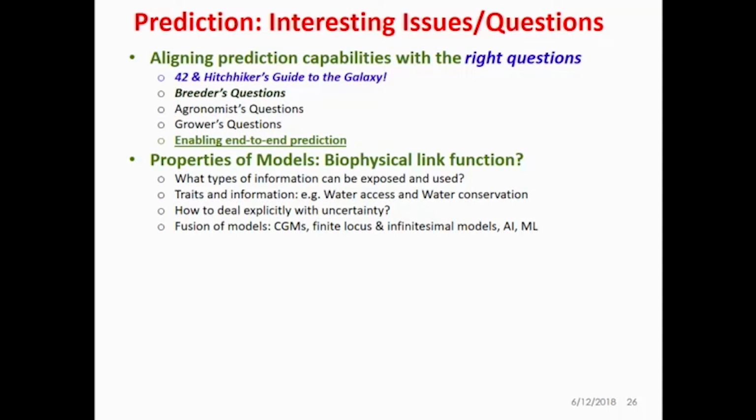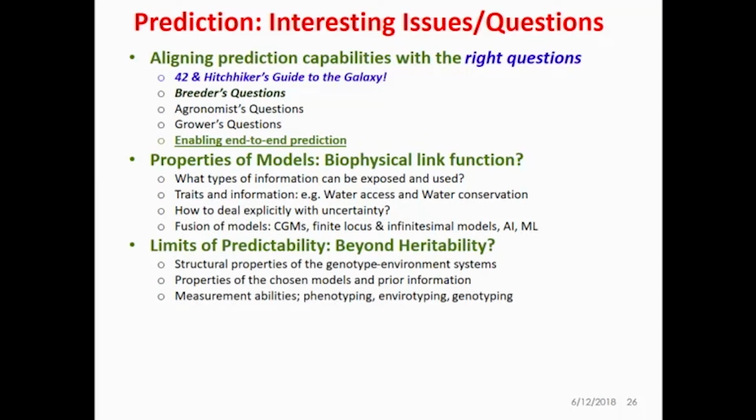What I'm really interested in, in this new role at UQ, is thinking a bit more about the properties of the right types of models that we could use to build these biophysical link functions, and what types of information we can actually expose and use to understand genotype by management by environment interactions, and what traits might be important. So build on the legacy of the work that's been done here, and think about ways in which we can extend our growing capability to understand the genetic architecture of traits and start to fuse some of these models together to improve our levels of predictability.